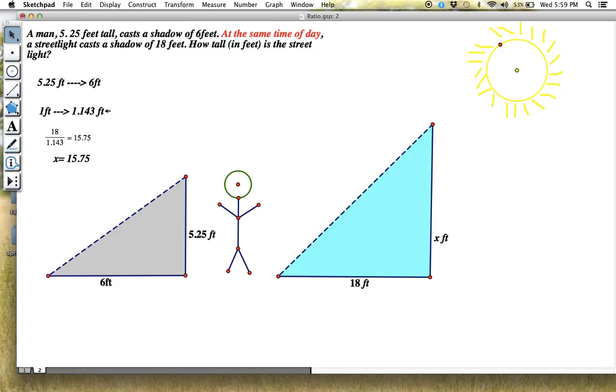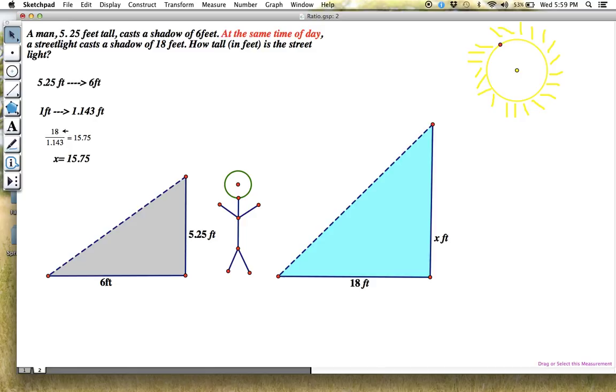6 divided by 5.25 yields, I think it's actually 1.1428, but I always like to have 2 decimal points in my answer. Therefore, any work I do to get my answer, I usually round to 1 more decimal place, 3 decimal places, just because that way your final answer is more accurate, because calculators and everything will round for you. So we have our unit rate of 1 foot yields approximately a 1.143 foot shadow.